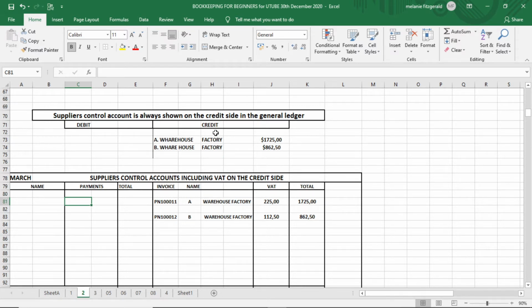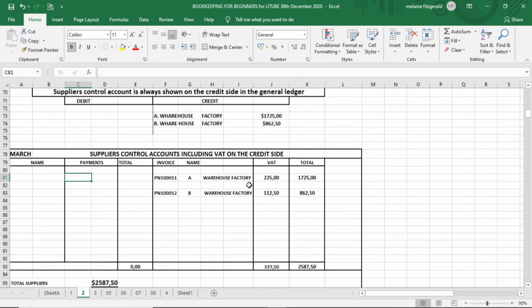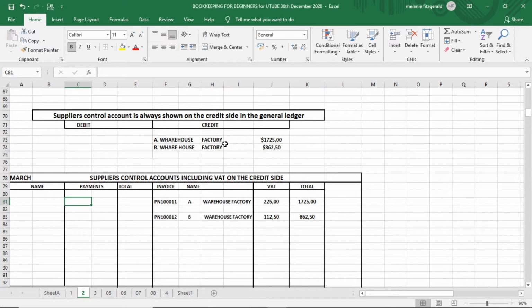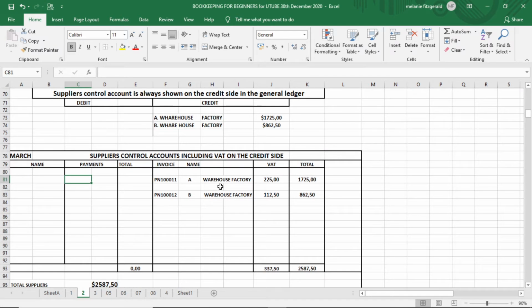Now, again, I'm doing a little example, so watch my mouse. It's a little example of how this looks in the general ledger. This account, as it's structured, appears in the general ledger on the credit side, so that you know. First of all, we're going to credit factory A with the VAT that we have to pay him, that $225, and the total amount we're going to pay him is 1,725 dollars.